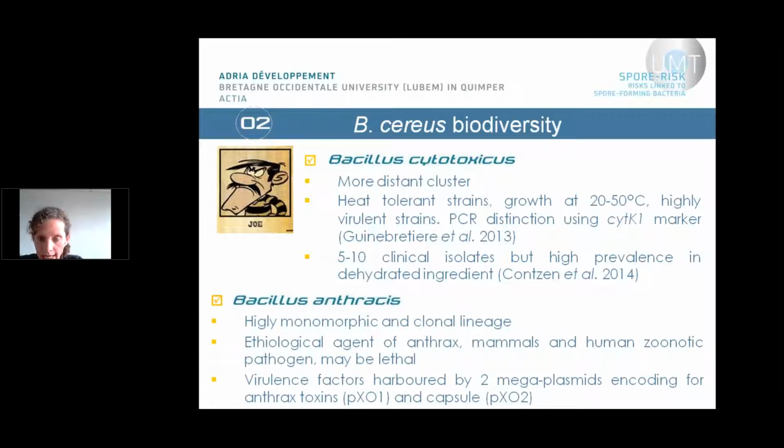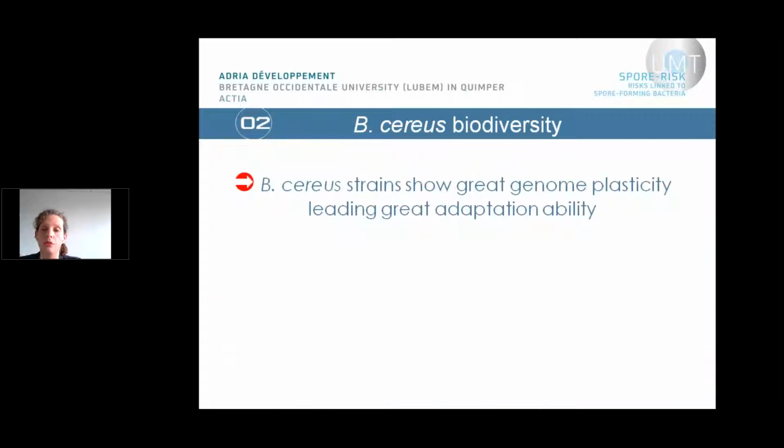And finally, Bacillus anthracis, which is a highly monomorphic and clonal lineage of the Bacillus cereus group. This is the etiological agent of anthrax, which is a zoonotic pathogen, maybe lethal for humans. And virulence factors are harbored on 2 megaplasmids.